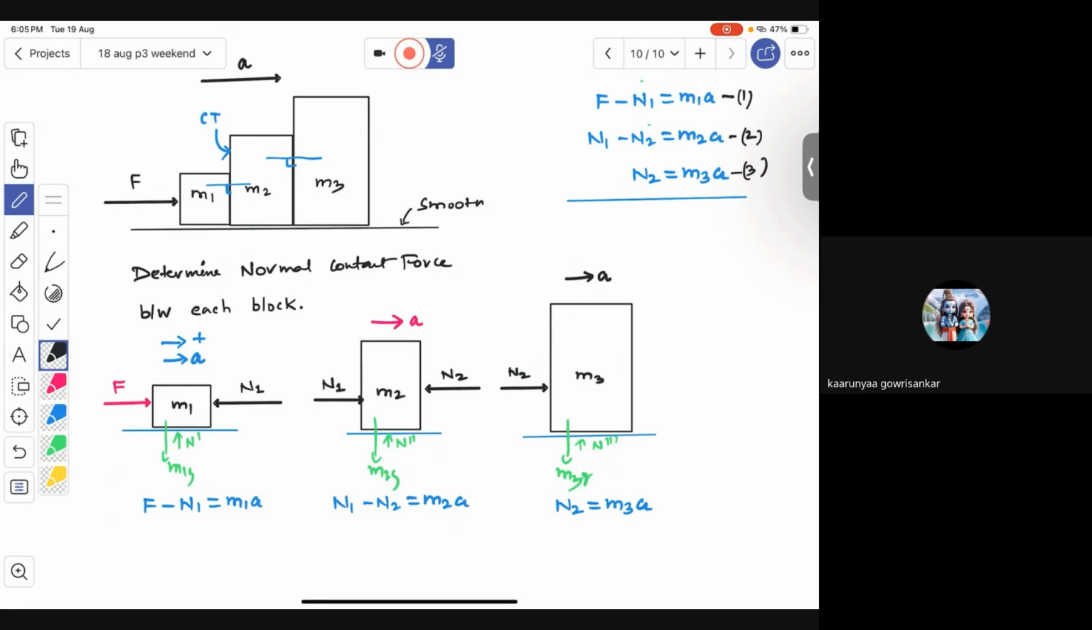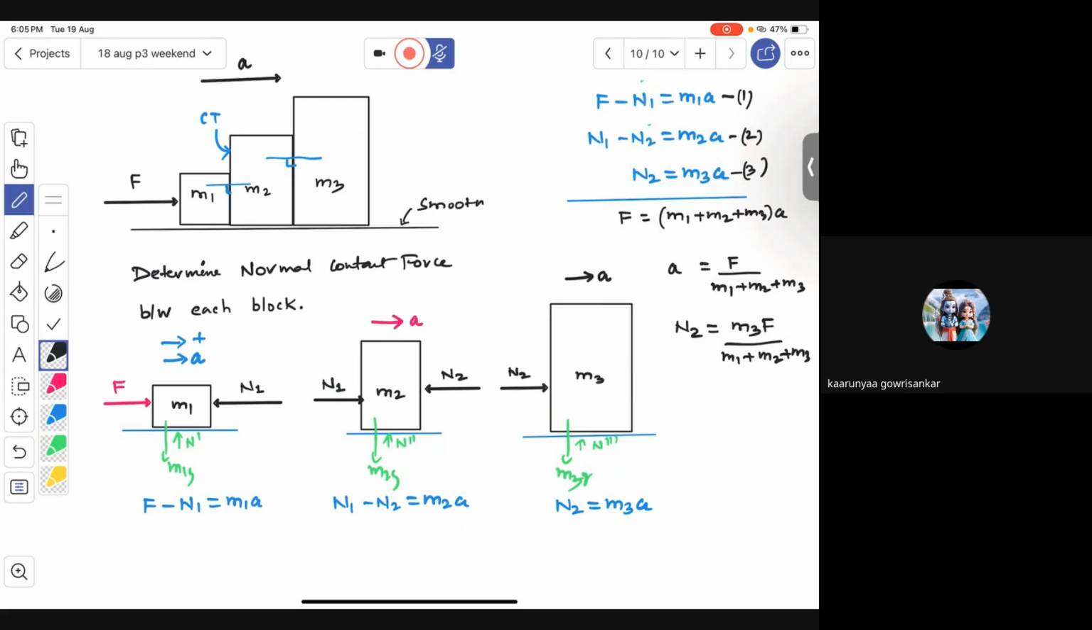And if I add them, left hand side will be having F only, right hand side will get M1A plus M2A plus M3A. So why not take common A? So what is the acceleration? A will be F by M1 plus M2 plus M3. And this value of A, I'm going to use in equations number 1 and 3 to figure out each of the forces. So N2 will be M3 into A. So the answer will be M3 into F by M1 plus M2 plus M3.